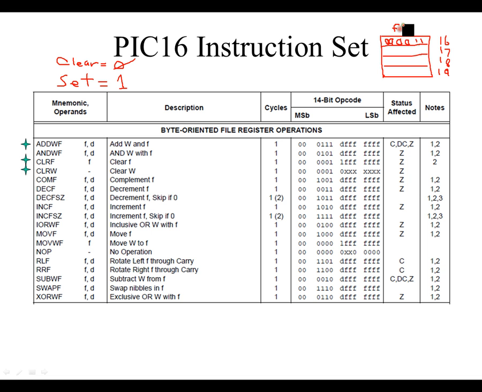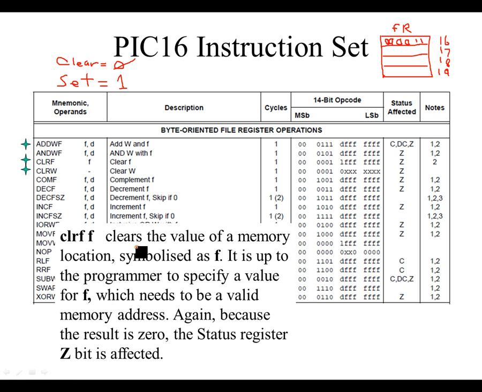These are called the file registers. We just call it FR. It takes 1 cycle to execute, and this is what it looks like. The actual machine code is 000001, and then there's a 1 here, and then you have the file address location. And then it affects the Z bit. So clear F clears the value of a memory location symbolized by F. It is up to the programmer to specify the value for F, which needs to be a valid memory address. Again, because the result is 0, the status register Z bit is affected.